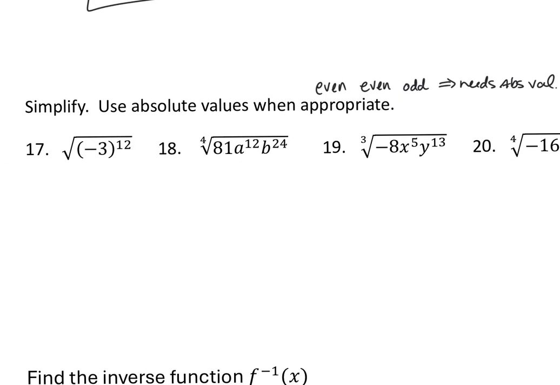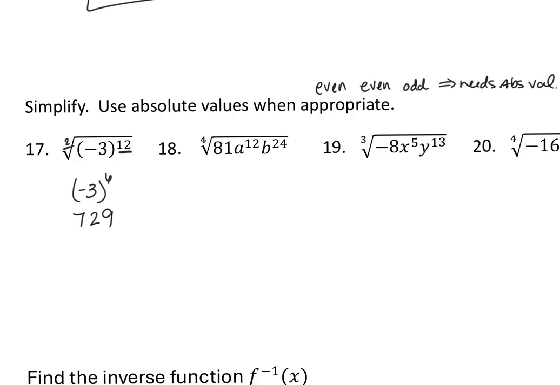And so I have the square root of negative 3 to the 12th. Remember that that is a 2. I can divide my exponent by my index, and 12 divided by 2 is 6. So negative 3 to the 6th power. Now this was an even index. This is an even power underneath, but my answer came out even, so I don't need the absolute value. Negative 3 to the 6th power is 729. It's going to be positive because a negative to an even power is positive.